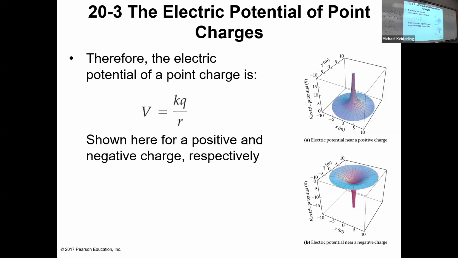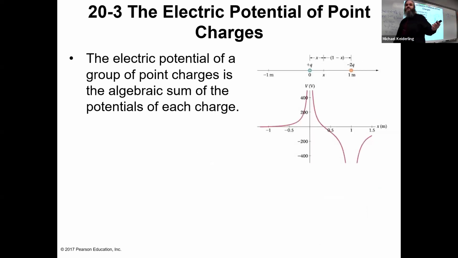And so electric potential, KQ over R. One of the nice things about electric potential is that it's a scalar. We no longer have to worry about direction. So if we want to combine the electric potential from multiple charges, you just have to add them. You don't have to worry about what direction they're pointing. So the electric potential of a group of point charges will just be the algebraic sum of the potentials of each charge. So this is a plot of the electric potential of these two charges.